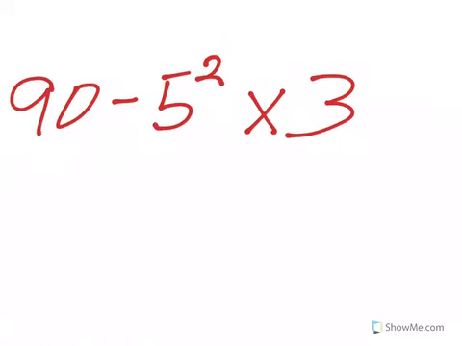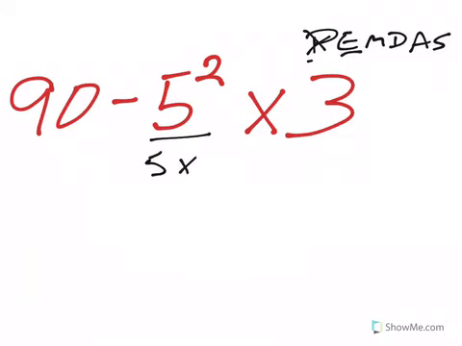All right, 90 minus 5 squared times 3. Let's go PEMDAS up here. First thing I see, we don't have any parentheses. Cancel that out. We do have an exponent, 5 squared. That is the same as, again, 5 times 5, which is 25.